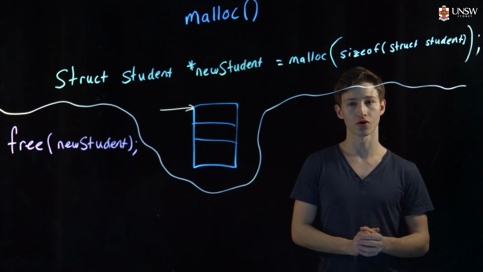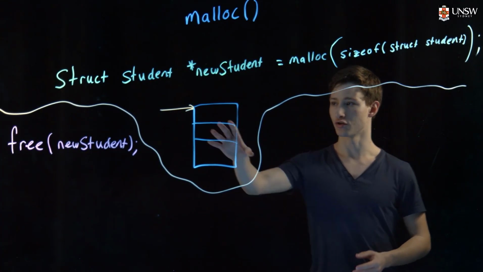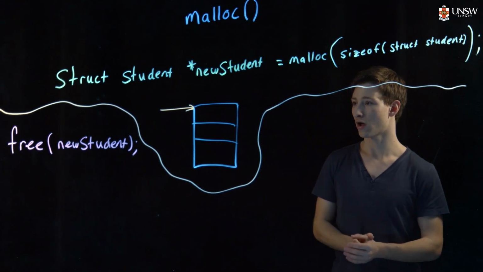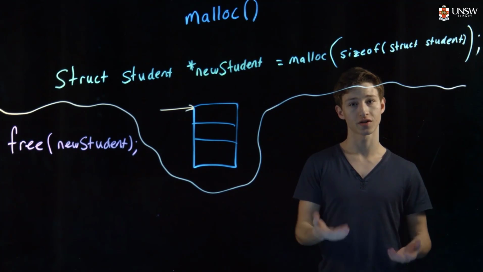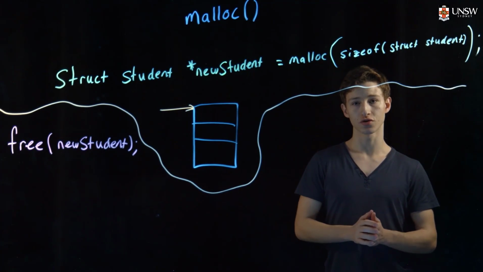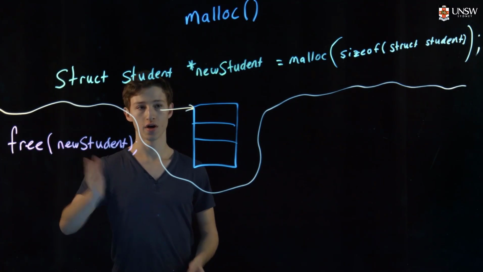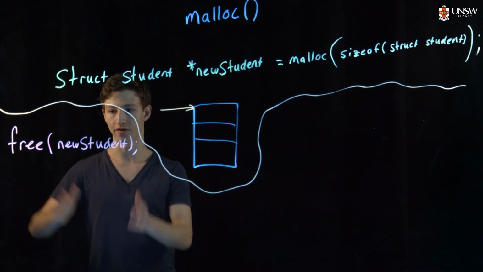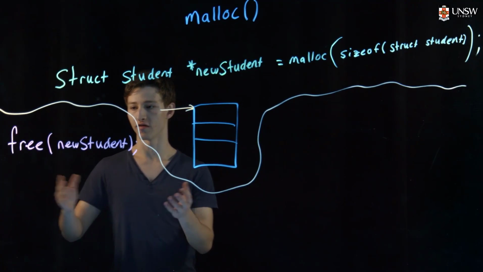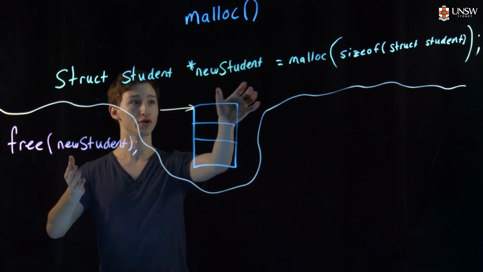So you always have to make sure that you have something which will point to your struct. Now you can use that pointer in order to access the elements of the struct, but you can also use it, and you should definitely use it, to free your struct once you're finished. This syntax over here is a way of passing the pointer. Remember, new student is a pointer.